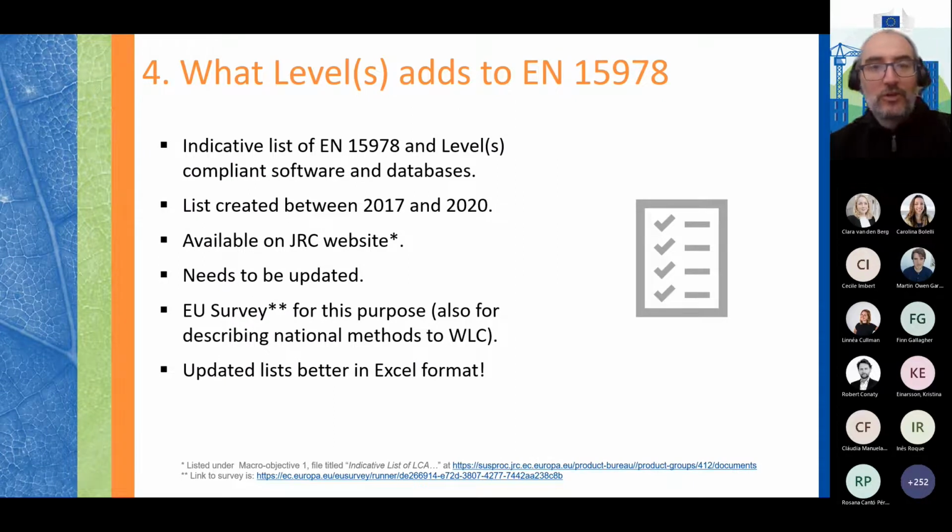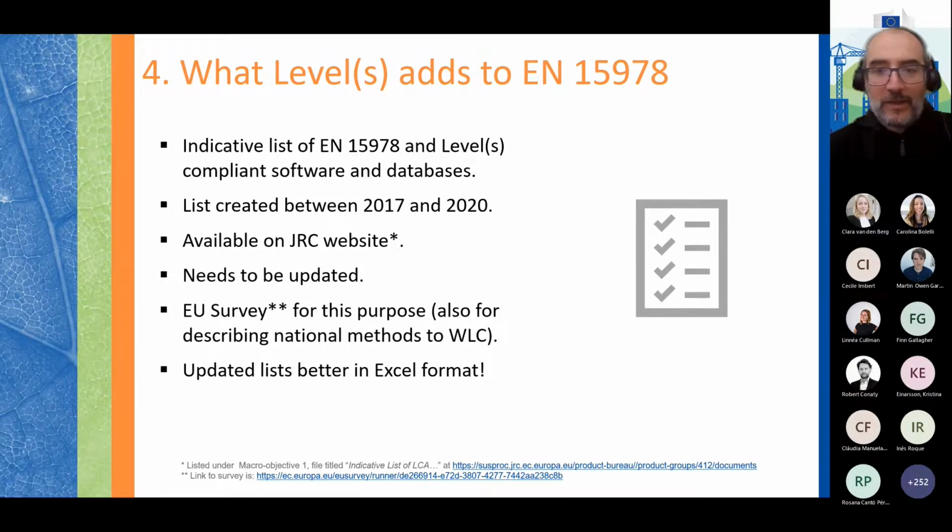another thing that Levels adds is we created, at least between 2017 and 2020, an indicative list of software and databases that we thought were compliant with EN 15978 and the Levels methodology. This is available on the JRC website, but I do say it has to be updated. And for the purpose of updating it, we've created an online survey which anyone can fill out. Whether you have a database or an LCA software or a national methodology, that survey has some fields that you could fill in to help us gather information about all the systems, software and tools that are out there. And when the time comes to update this list, I would say we should do it in an Excel format because it reads a lot better than the current Word document that is up there on the JRC website. And you have a link to the JRC website at the bottom of this slide, and also a link to the survey as well.